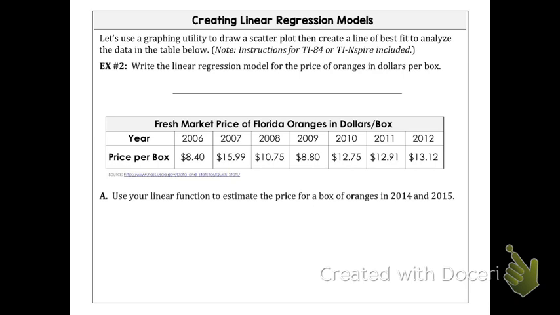All right, so now creating linear regression models. You may have done this before in your previous math classes, but it wants us to use a graphing utility to draw a scatter plot, then create the line of best fit to analyze the data in the table. On the next few pages here is the instructions for your TI-84, or if you had a TI Inspire, I think I also included the instructions on that. All right, so they gave us a table here, and it kind of walks us through it. Let me pull that up.